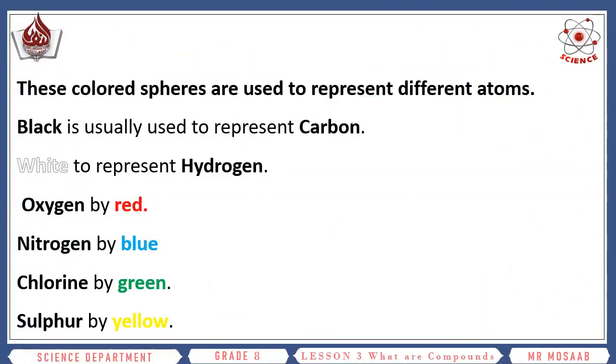So the color for the atoms here: white color represents hydrogen, red color represents oxygen, blue color represents nitrogen, green represents chlorine, yellow represents sulfur, and carbon is represented by black.